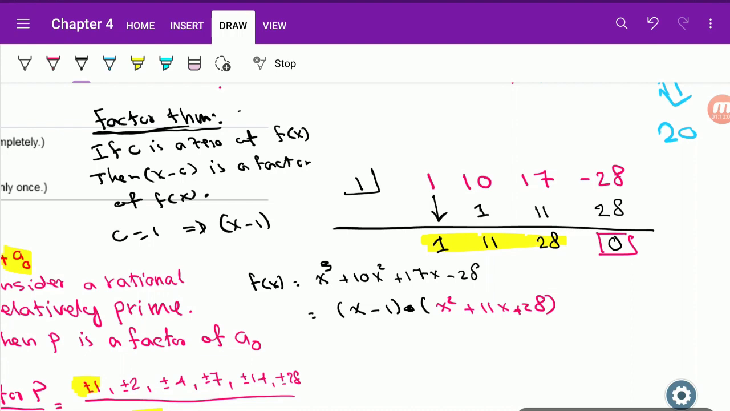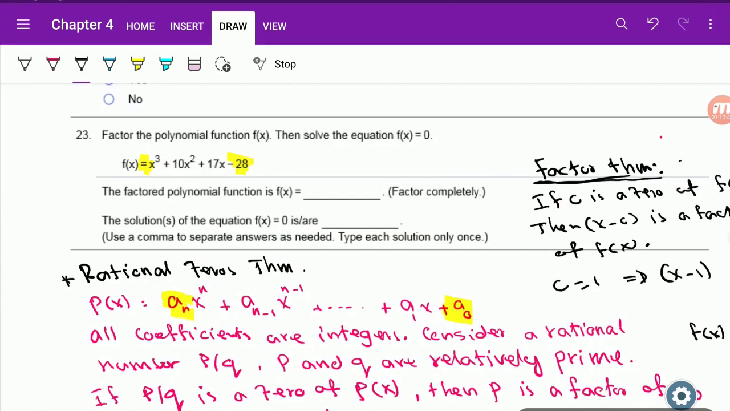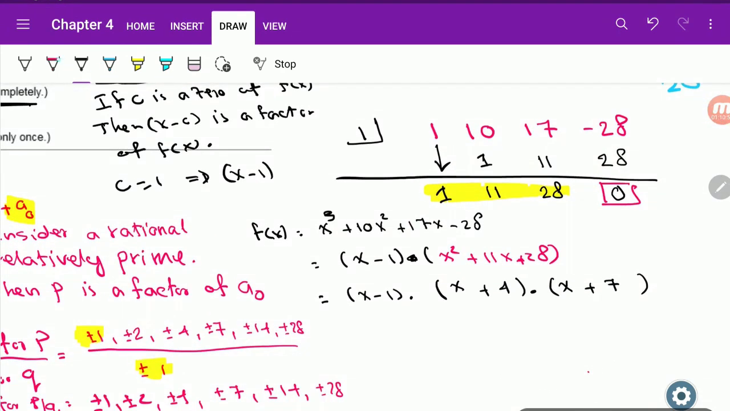So we factored f of x, but it's not completely factored. We need to complete it, okay? The first factor is linear, that's fine. However, the second one is not linear. It's a quadratic. So can we factor it? Yes, a quadratic is easier to factor using any technique that you learned. So we have x plus 4, x plus 7, then you are done. Now we have factored f of x as a product of 3 linear factors. So we answered the first problem. f of x is factored completely. This is the first answer we got.